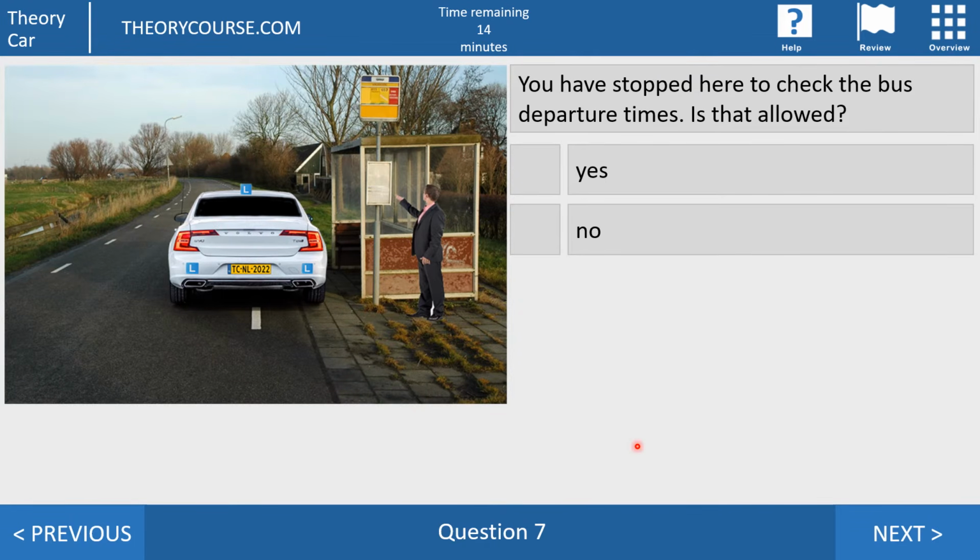Question number 7. You have stopped here to check the bus departure times. Is that allowed? Yes or no?